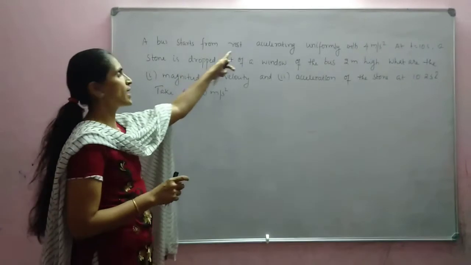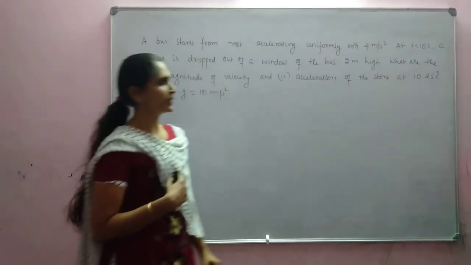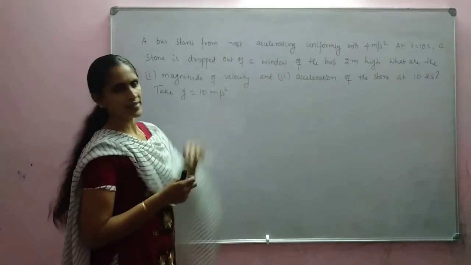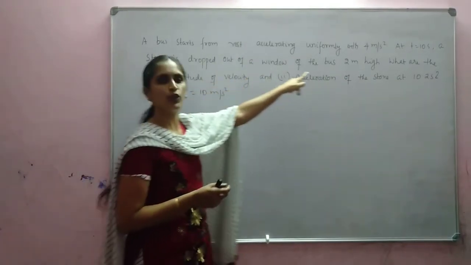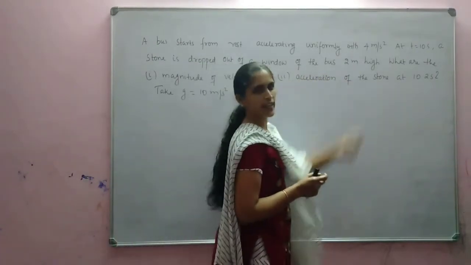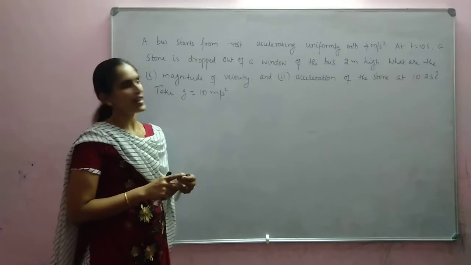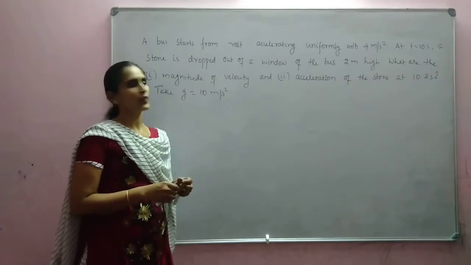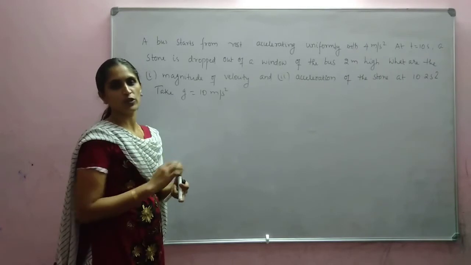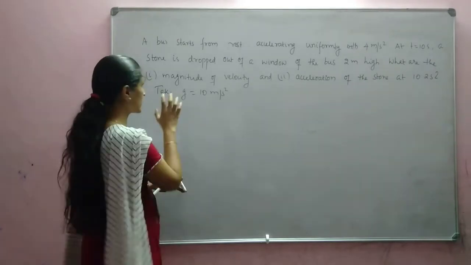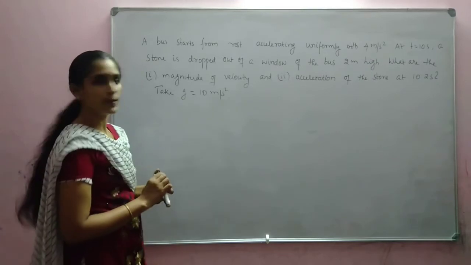A bus starts from rest, accelerating uniformly with 4 meter per second square. At t equal to 10 seconds, a stone is dropped out of a window of the bus 2 meter high. What are the magnitude of velocity and acceleration of the stone at 10.2 seconds, that is, after 0.2 seconds?